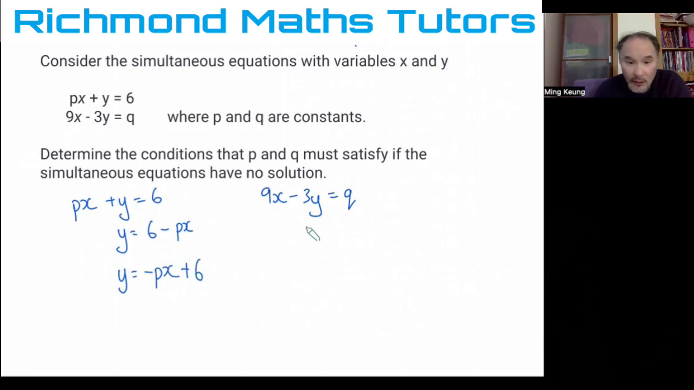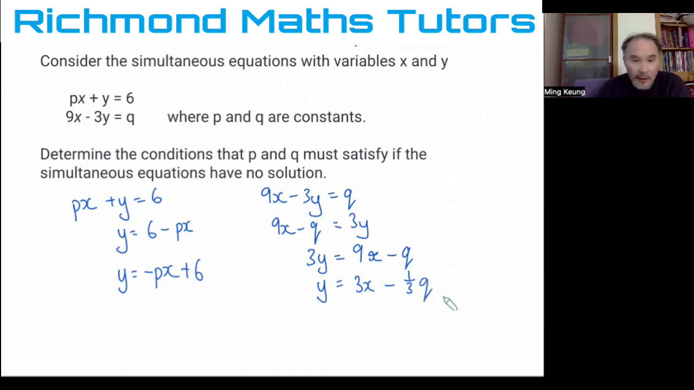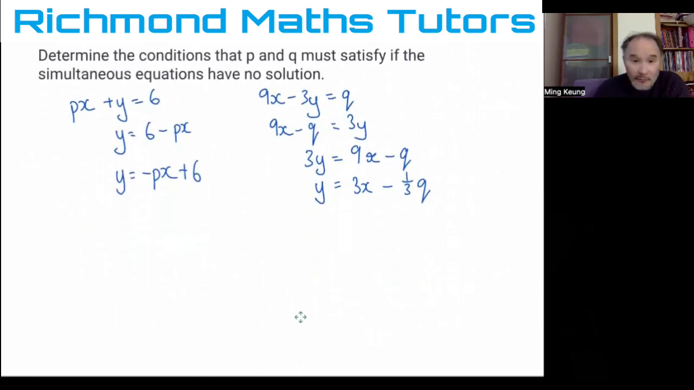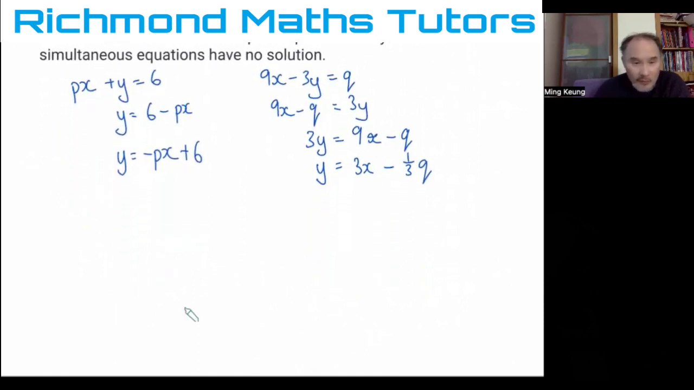And on this side, well, I can do 9x minus q equals 3y. And then I'm just going to rearrange everything. 3y equals 9x minus q. And if I divide that by 3, well, I get y equals 3x minus 1/3 q. Sorry, that's a really horrible looking q. Now I've written them both in y equals mx plus c format.